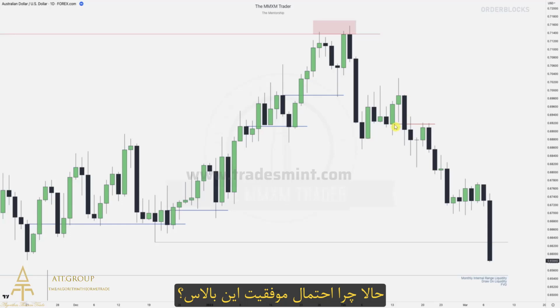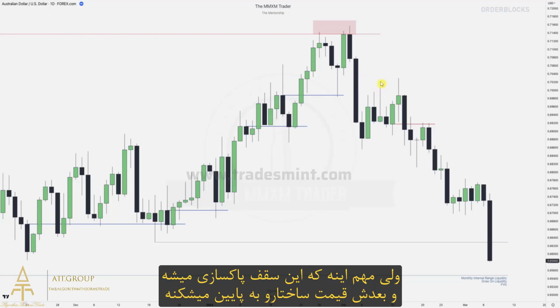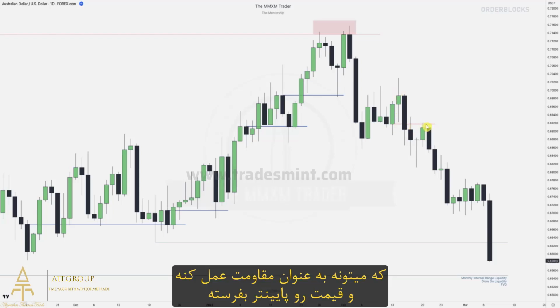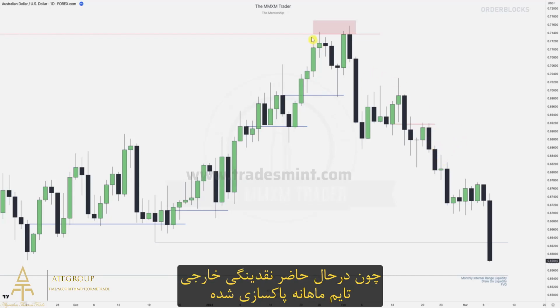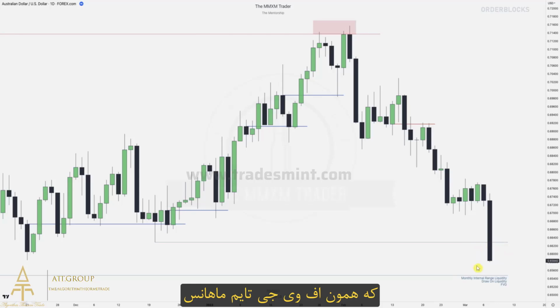Now why is this high probability, right? We take out buy stops previously into a premium level, which is a fair value gap over here. But importantly, this high gets raided and then price breaks down after. So we have this high probability order block formed where price action can act as a resistance to continue down lower, because we already, remember, took out external range liquidity on the monthly time frame. So now we want to go into internal range liquidity down here, as in this monthly fair value gap.